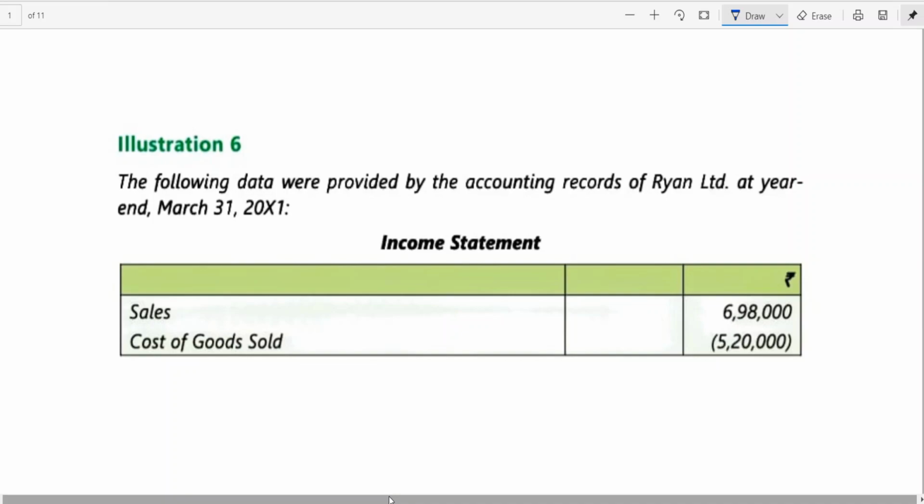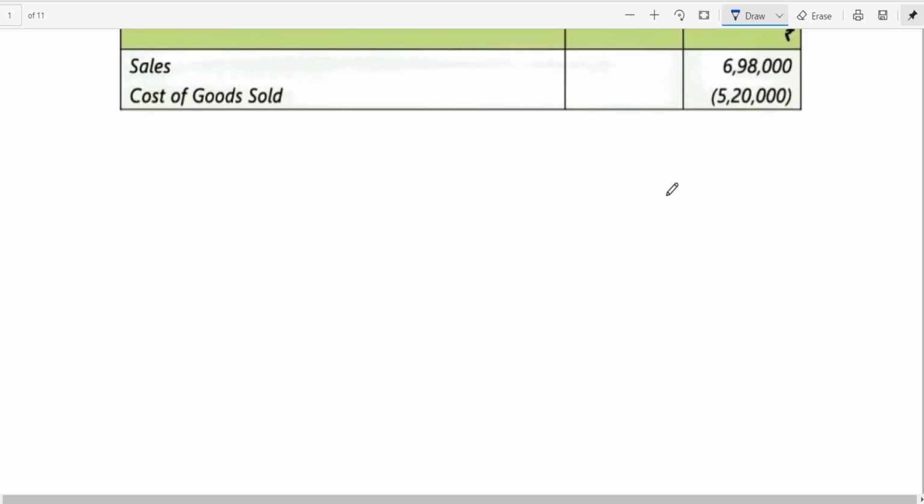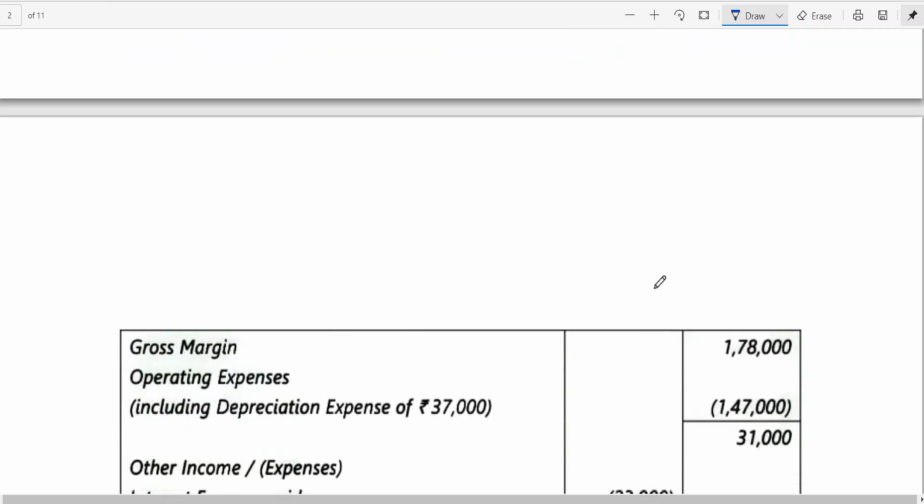Now let me start today with the 6th illustration that has been given. The following data were provided by the accounting records of Rian Limited at year end 31st March 2011. The income statement has been given, sales and cost of goods sold. Is this clear? Then the gross margin has been given. Then operating expenses including depreciation have been given.